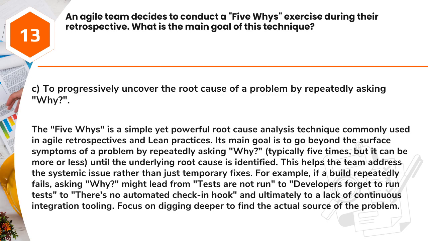Answer: C. To progressively uncover the root cause of a problem by repeatedly asking why. The 5 whys is a simple yet powerful root cause analysis technique commonly used in agile retrospectives and lean practices. Its main goal is to go beyond the surface symptoms of a problem by repeatedly asking why, typically 5 times, but it can be more or less, until the underlying root cause is identified. This helps the team address the systemic issue rather than just temporary fixes.